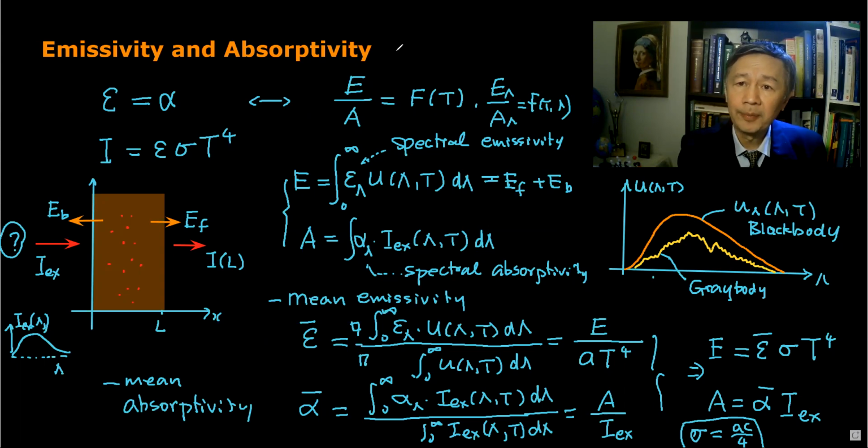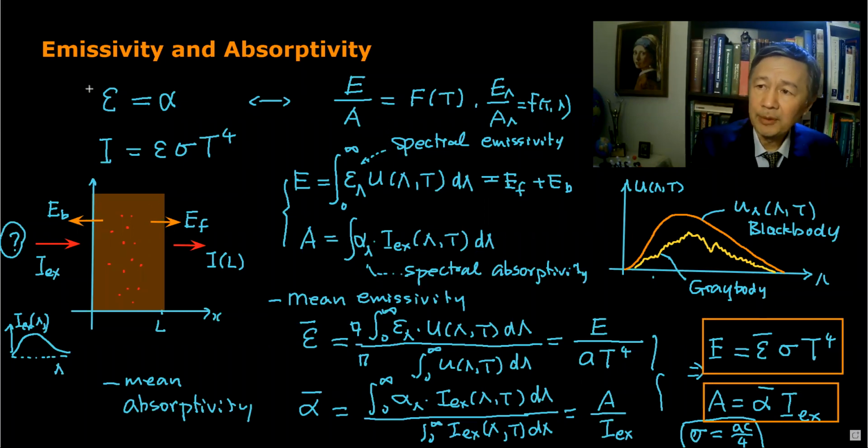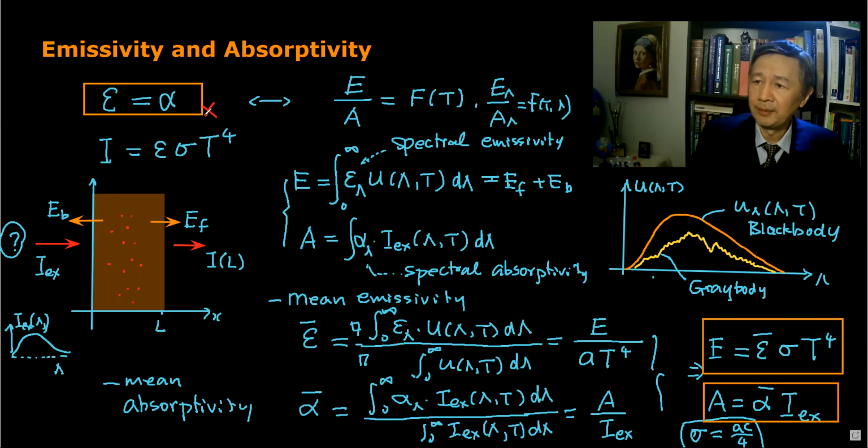So in this way, we have proven that this simplified assumption is not correct. According to Kirchhoff's original idea, if you divide E by A, you cannot get unity. Therefore, in general, this formula is incorrect. This formula is incorrect. That is the message you take away from this mini talk.